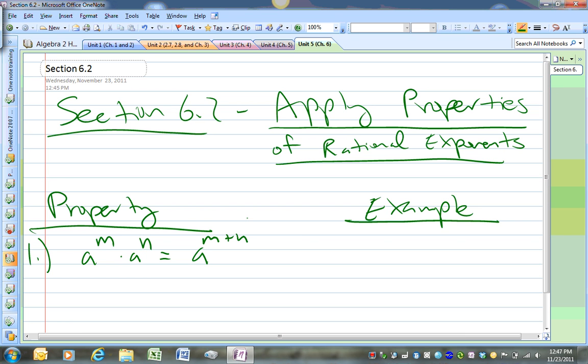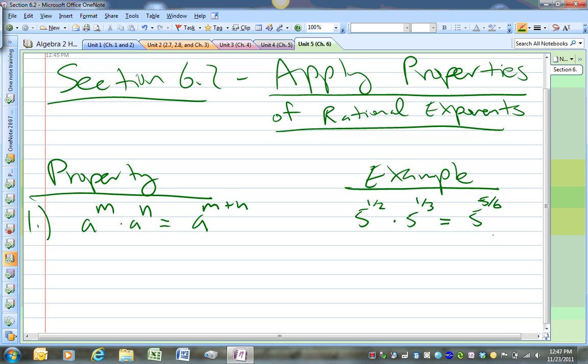So for example, if I had 5 to the 1/2 power times 5 to the 1/3 power, I could just add those together. And if you add those together, you should get 5 to the 5/6 power, because that's what 1/2 plus 1/3 will add up to.